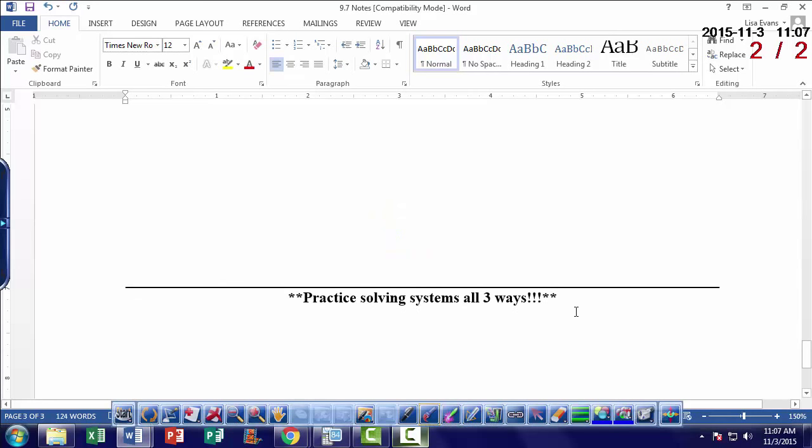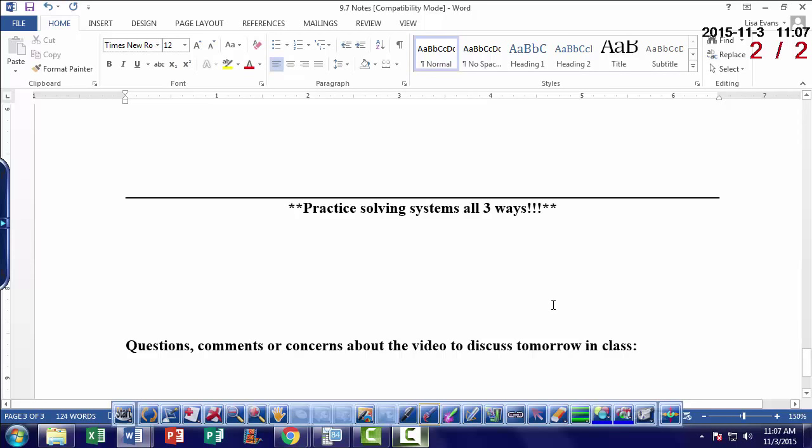It is really important in this section that you practice solving systems all 3 ways. We are going to have a mini quiz where you're going to have to do one of each type of solving a system.